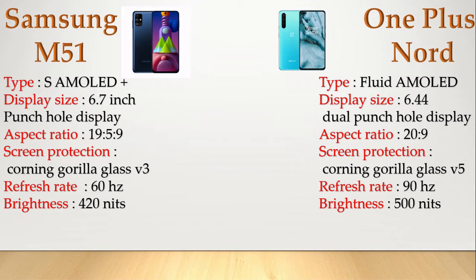Whereas OnePlus Nord has a 6.4-inch dual punch hole fluid AMOLED display with an aspect ratio of 20:9. It has screen protection of Gorilla Glass version 5 and has a refresh rate of 90 Hz, which provides smoother scrolling, and has more brightness of 500 nits.